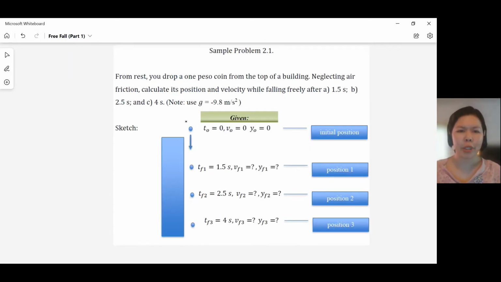Sample problem 2.1. From rest, you drop a 1 peso coin from the top of a building. Neglecting air friction, calculate the position of the coin and the velocity of the coin while freely falling after letter A, 1.5 seconds, letter B, 2.5 seconds, and letter C, 4 seconds. Note here, we'll be using g equals -9.8 meters per second squared.